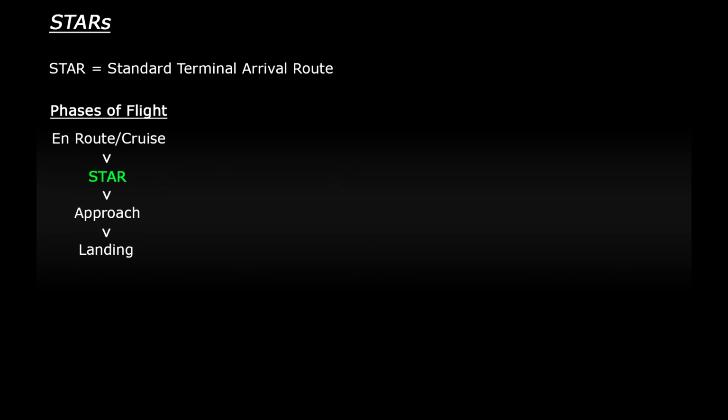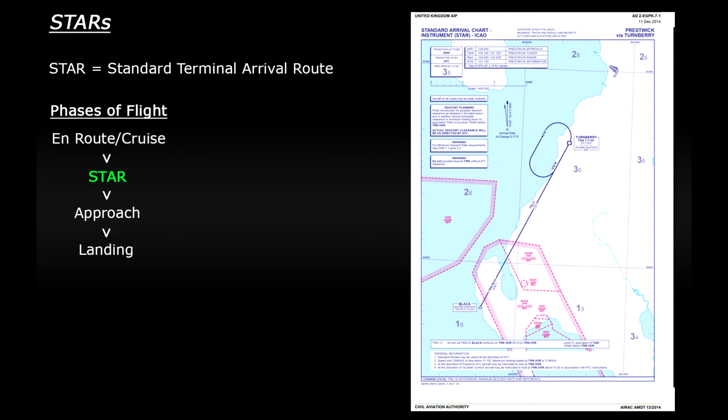A star is used between the en route phase of flight, where an aircraft is following airways, and the approach phase where the plane is maneuvering and getting ready to land. The purpose of a star is similar to an approach chart and a SID departure procedure. It gives the pilot a standard set of instructions to follow, so air traffic control have a greater control over the flow of planes.